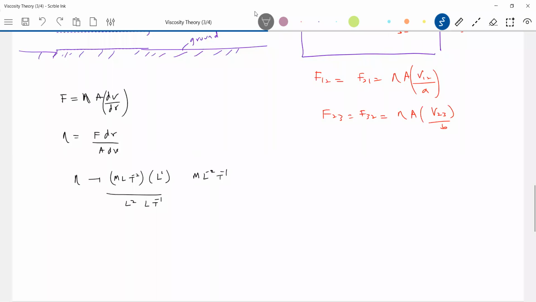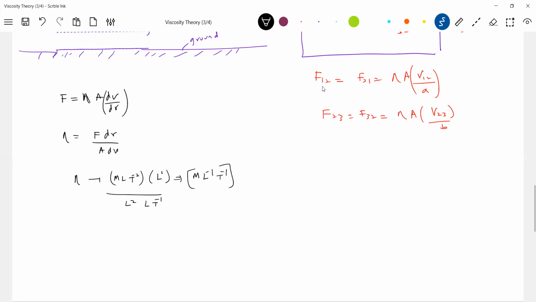Pascal. Pascal per second. Or we'll do one thing. Instead of doing all this, this will be the dimensional formula of the coefficient of viscosity: M L minus 1 T minus 1. Come here now. Force by area will become Pascal, and distance by time, so time will come, so Pascal second. So what can be the unit for the coefficient of viscosity? It should be Pascal second.